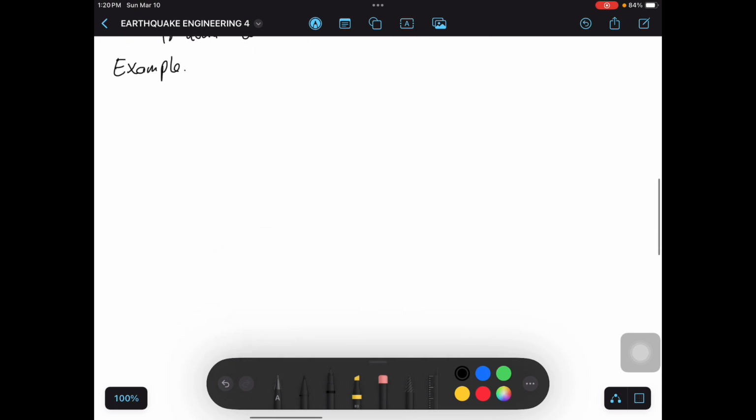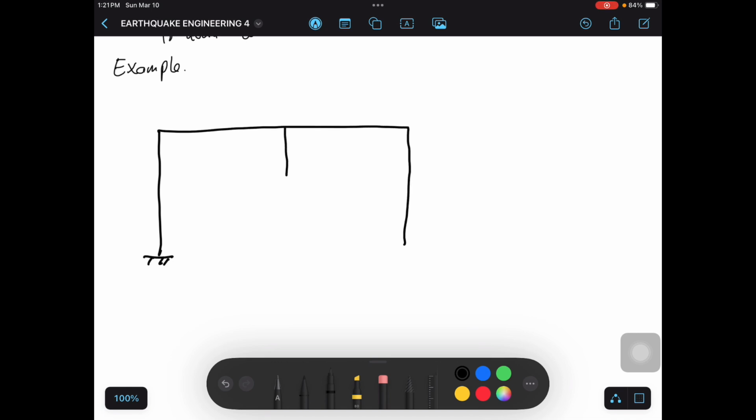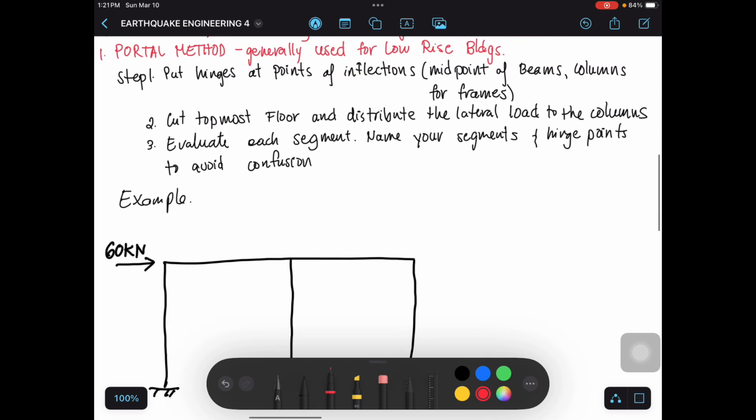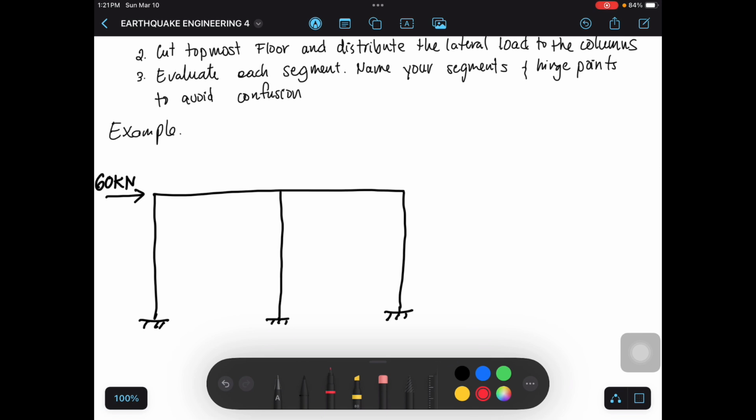So for example, you have this frame. You have a lateral load na 60 kilonewton sa top. Now, let's get ano ang magiging internal forces ng kada beams and kada column dahil sa lateral load na to. Let's use portal method. Sabi ni portal method, first step is to put hinges at points of inflection. So, what are points of inflection?